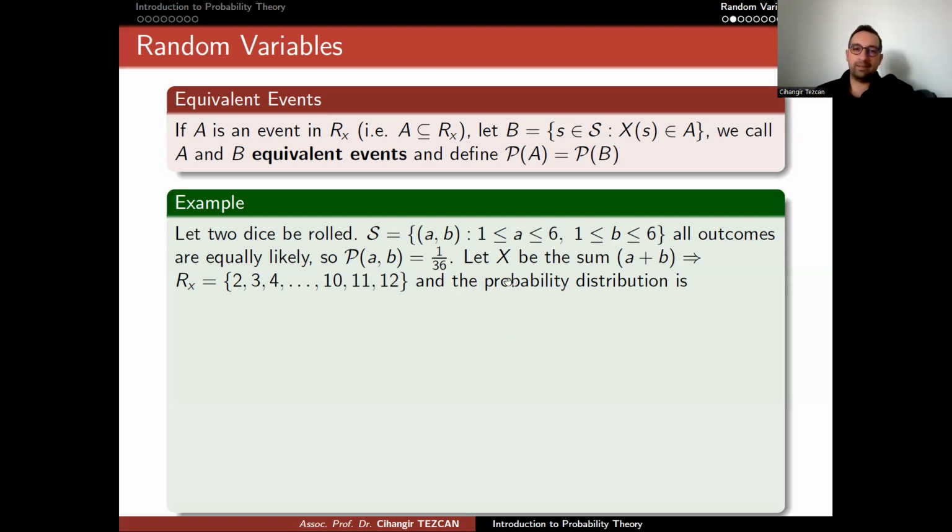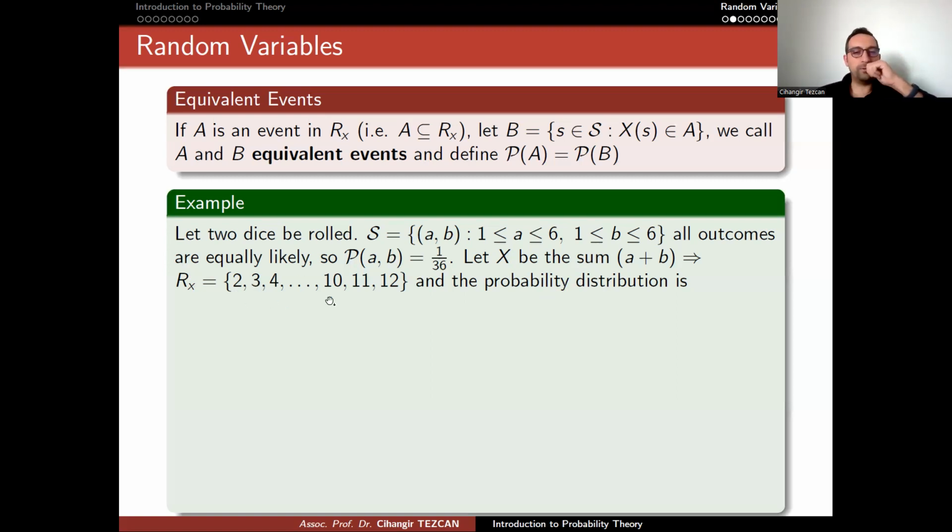So let's define a random variable X to be the sum A plus B. If you think about it, now the range can start with 2, not 1, because the smallest A can be is 1 and the smallest B can be is 1. So if you add them, you will realize that it will be 2. You can also observe 3, 4, 5, 6, until 12. Of course, some of the values can be observed in more than one way. So A being 1 and B being 2 gives you 3. But the other way around is also the same. If A is 2 and B is 1, you would also observe 3.